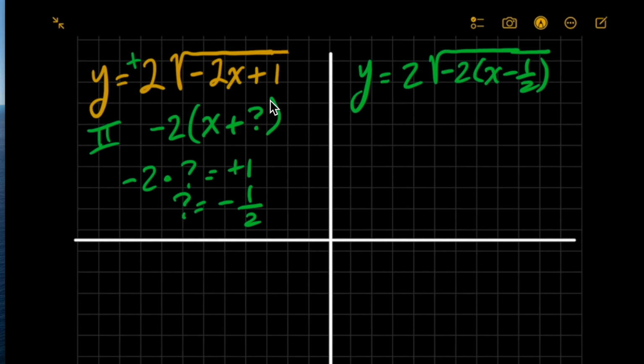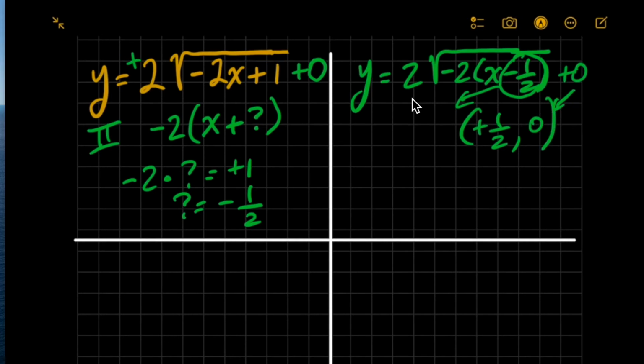Now, notice, folks, the original function didn't have a k value. That is a hidden 0. So as we extract our origin from this new and improved green function, we're going to put a circle around the negative 1/2, and as we bring it into our answer, it's going to be plus 1/2, and the k value is going to stay as is. So if we make this, just to make it easier, 1, 2, 3, our origin is going to be at positive 1/2, comma 0. Now, this graph is going to open up because it's positive, and it's going to head towards the second quadrant, and it's going to have a little bit of bounce because of that 2. So it's going to look something like this.